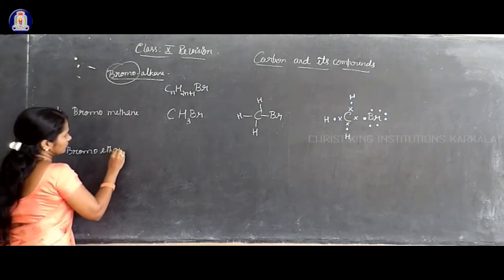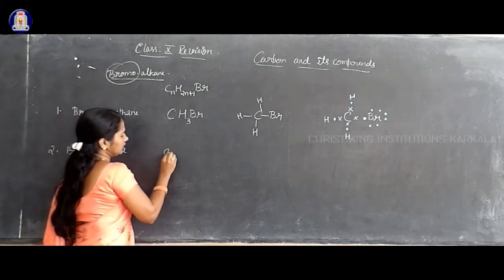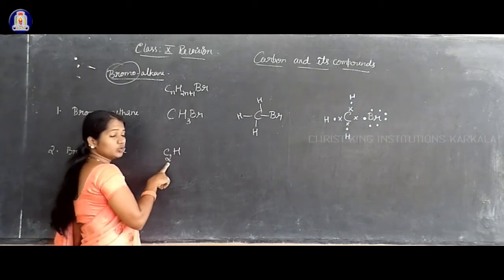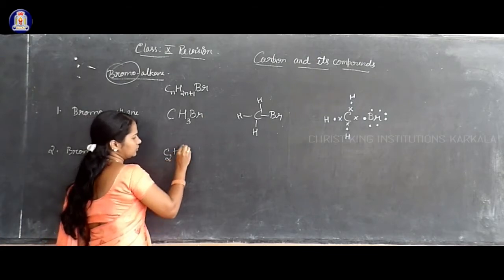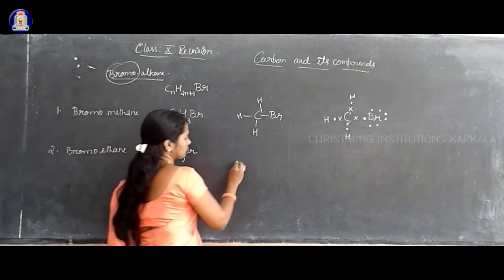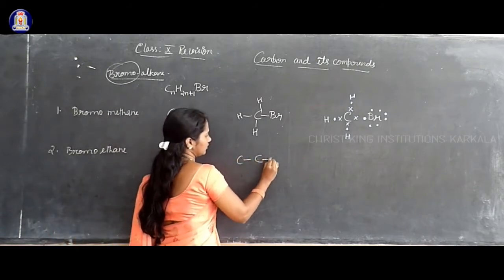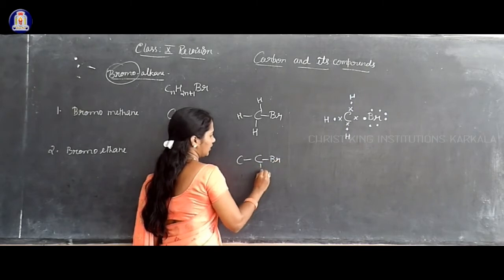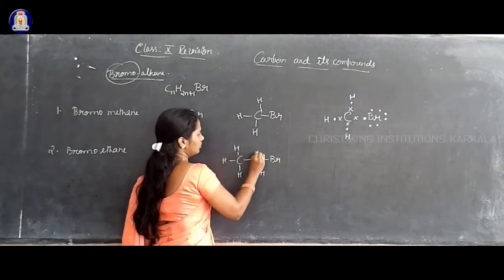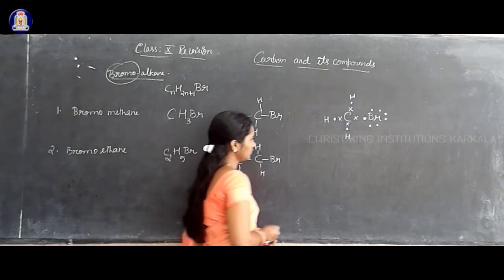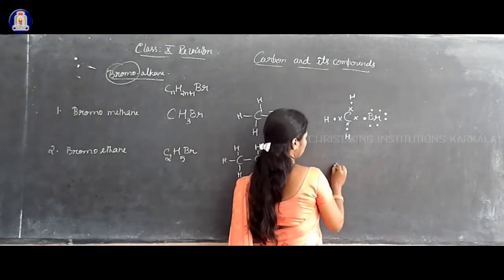Bromoethane formula: C2H, 2 twos are 4, plus 1, 5. C2H5Br. Structure: 2 carbon, Br, 1, 2, 3, 4, 5. Now write the electron dot structure.